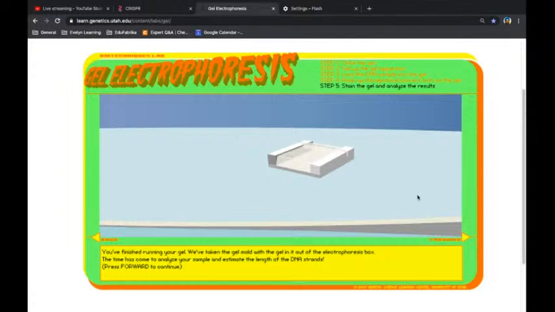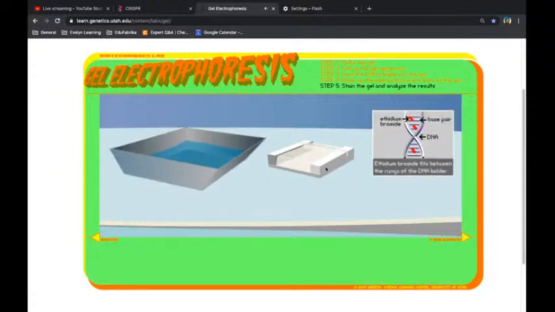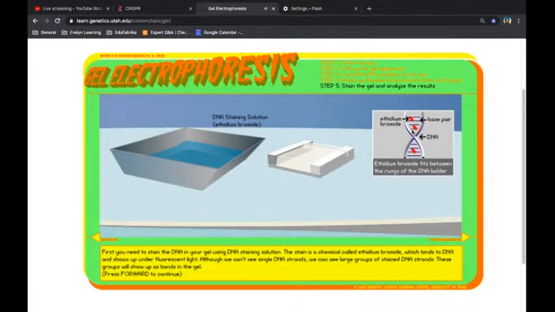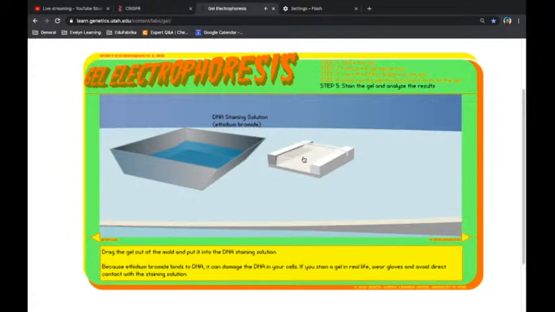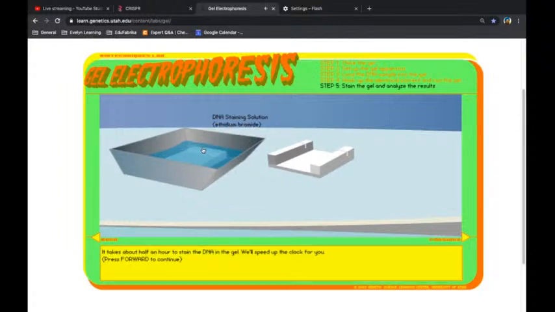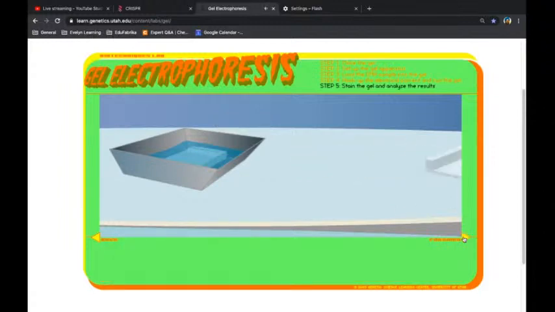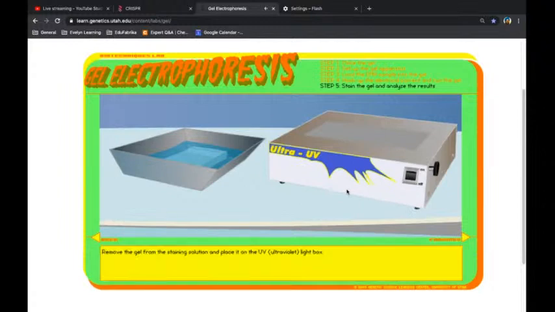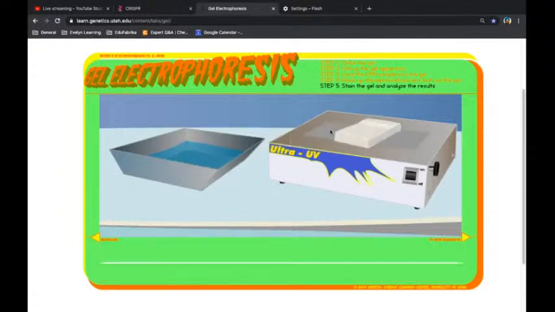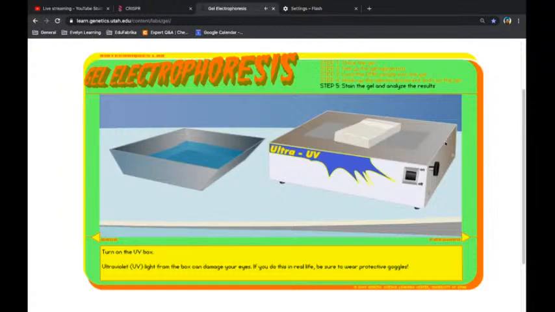So our gel is finished. Now it's time to stain the gel and analyze the results. So with the help of ethidium bromide, which attaches to the base pairs, we can check where our DNA is present. So we put these gels in. It will take about half an hour to stain the DNA in the gel, and we will speed up the clock for us. Then we check under the UV light box. So turn on the UV box.